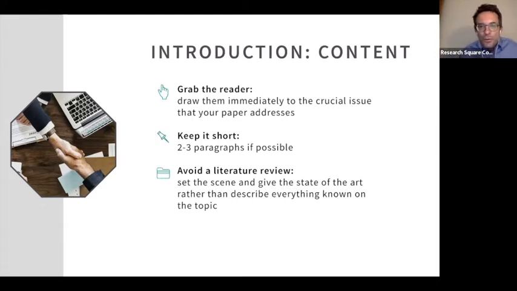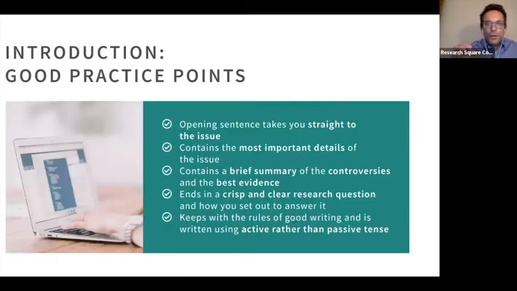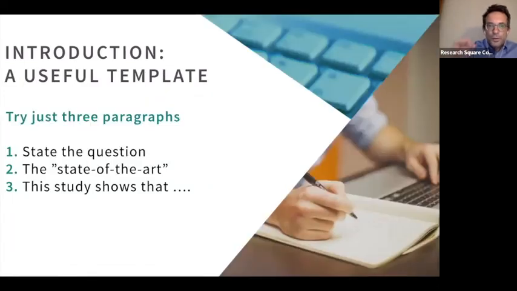About 1,500 words is sufficient for your introduction, with an opening sentence that takes the reader straight to the issue. Get the most important details in there about the issue, a brief summary of the question and the best evidence, and ending with a crisp and clear research question at the end, keeping within the rules of good writing, as we talked about before: active rather than passive voice where possible in your writing.